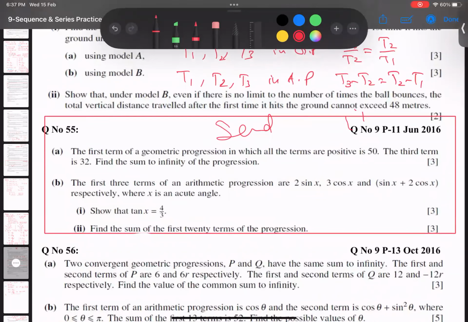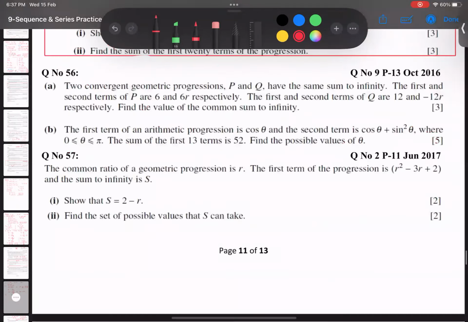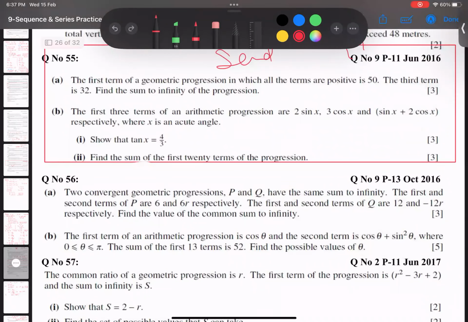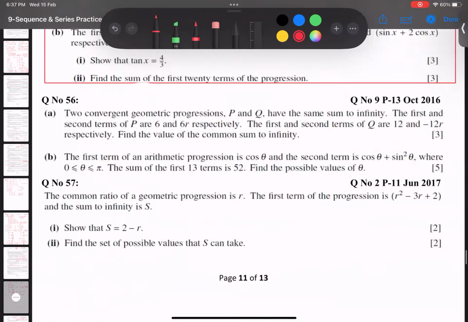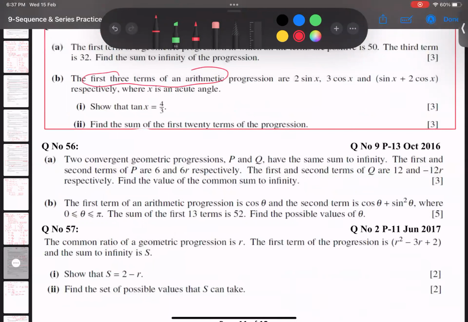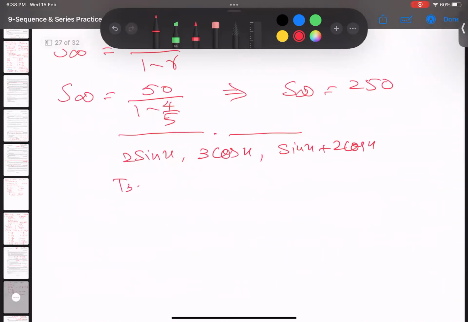So 2 sine x, 3 cos x, and the third term we have here is sine x plus 2 cos x. He mentioned here that the first 3 terms of an AP, so the first term, second term and third term, T1, T2 and T3. So I can say clearly, according to the condition, T3 minus T2 is the same answer as T2 minus T1.